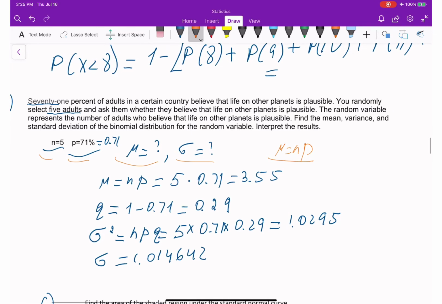Next, sigma, the standard deviation. So we need sigma squared, right? Variance. What's the formula for variance? Sigma squared is equal to n times p times q. Let's see, do I have n? Yes, I do. I have p, the probability of success. Yes. Q we can find out. Here it is, very easy. And plug in the numbers. That's how I'm doing it.